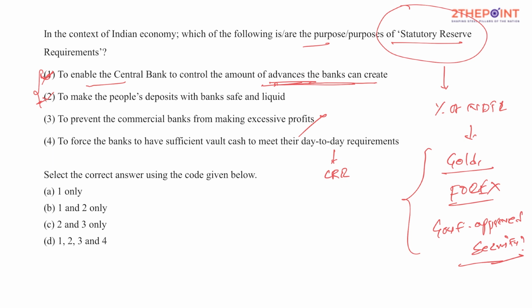But the very basic intention of SLR is to ensure a certain proportion of deposits is kept safe and liquid, but at the same time, since SLR could also be used to alter the supply of money by limiting the amount of money banks could lend or extend as advances to the market in the form of loans, henceforth 1 and 2 could be the better answers.